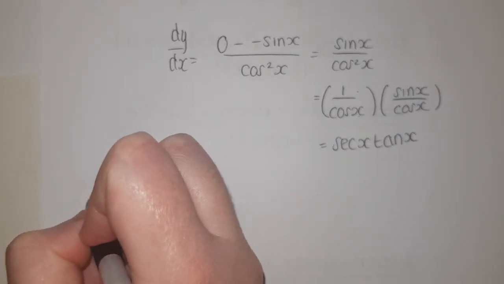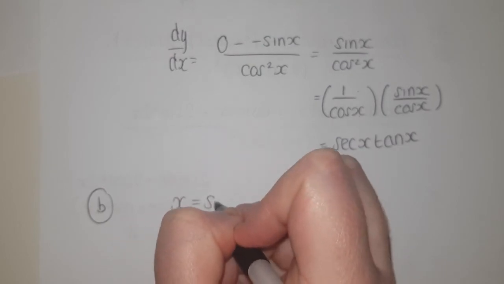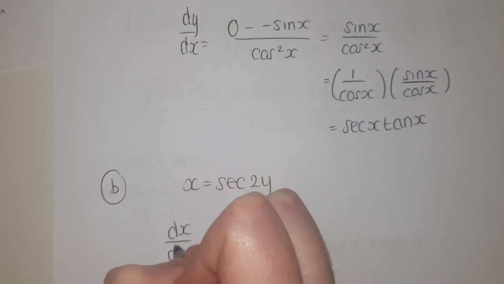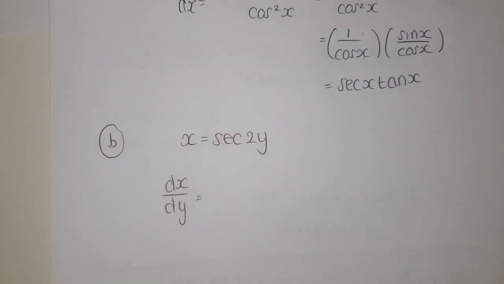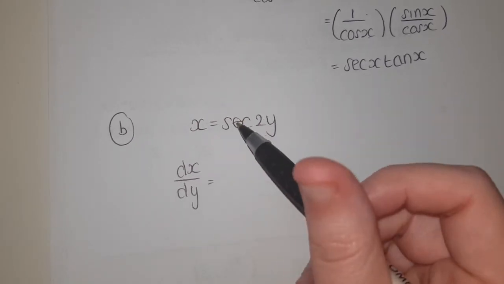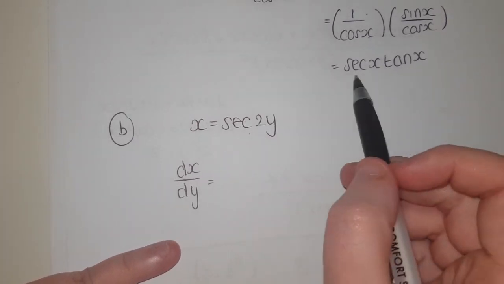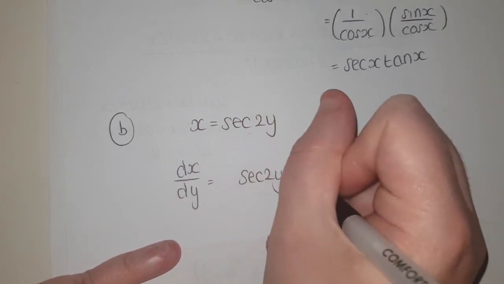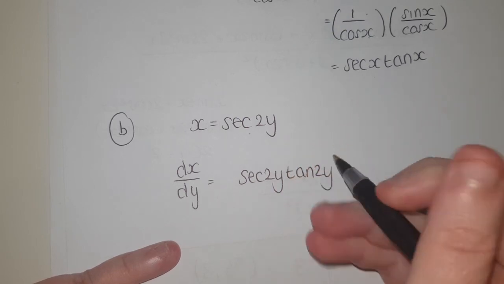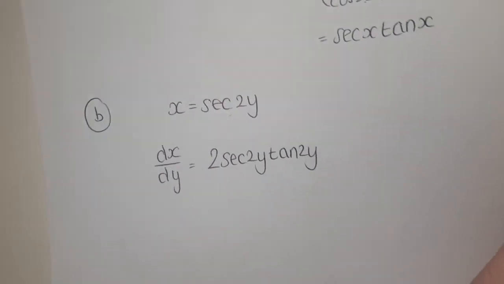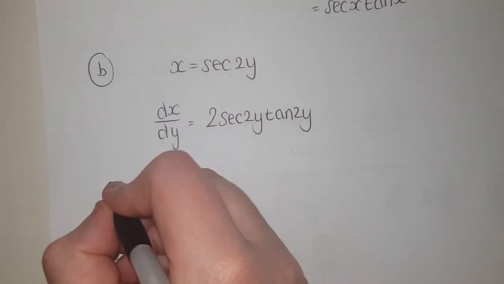Right, part B, you're given this time x equals sec 2y. And they want us to find dx by dy. It is quite common to get a question like this towards the end of a paper. It is the little bit more challenging one. This first bit's not too bad. It's what happens next. So we know that if we differentiate sec, you get sec x tan x. So in this case, I'm going to get sec 2y tan 2y. And then the extra factor of 2 you've got goes in front. So it's 2 sec 2y tan 2y. Right, that bit hopefully nice and straightforward.